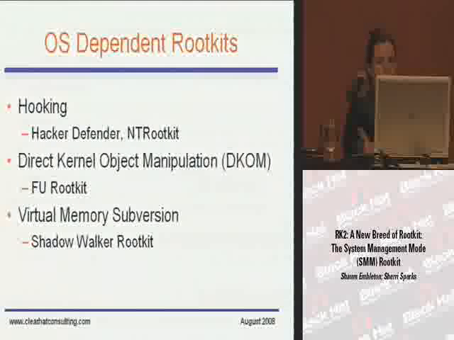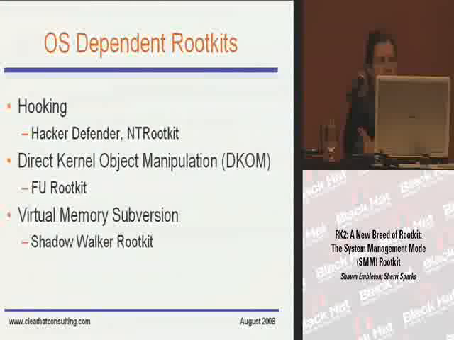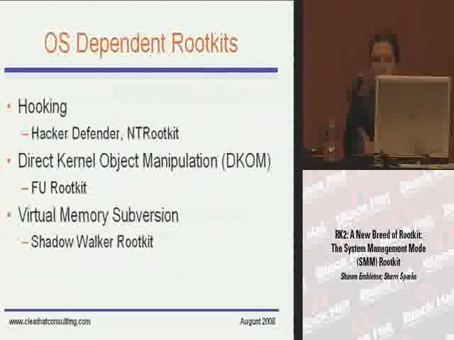Finally, virtual memory subversion. A couple years ago, I wrote a proof of concept rootkit called Shadow Walker. It exploits the Intel split TLB architecture to subvert the view of memory that is seen either by the OS or by other kernel code. However, I still had to make changes within the OS. I had to modify some of the paging structures. So therefore, there are still avenues of detection.